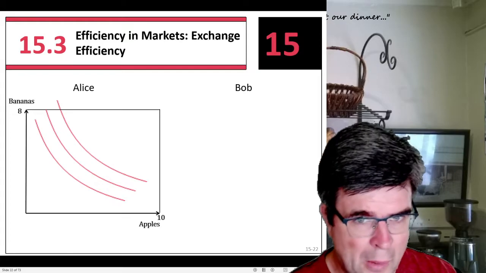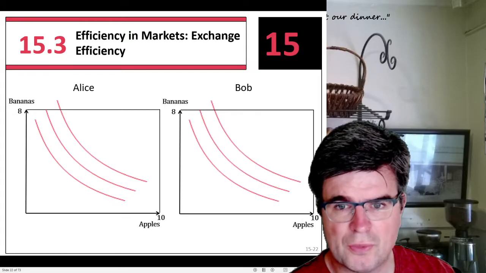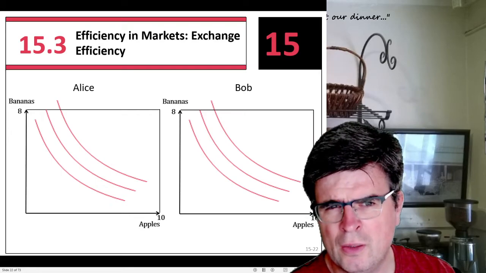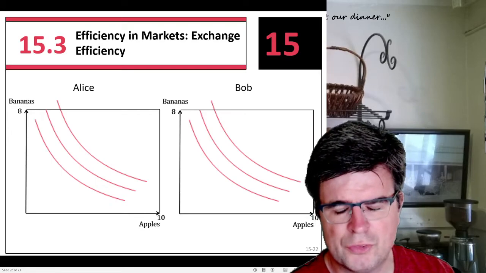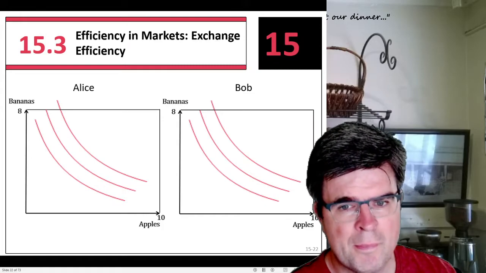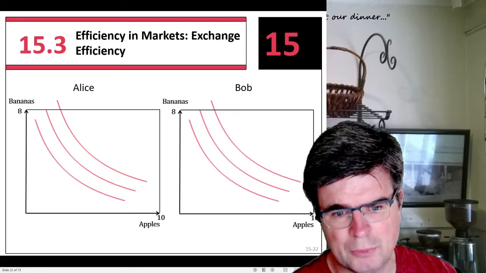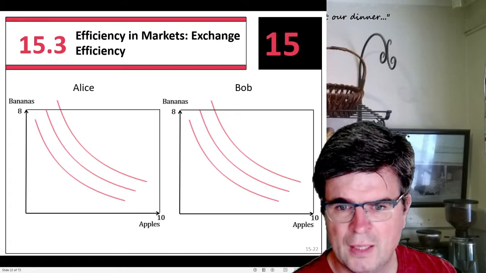Now then we have Bob, and Bob also has preferences for apples and bananas. He also has nicely convex indifference curves, so judging from the indifference curves, we don't expect Bob to prefer extreme outcomes of allocations with only apples or only bananas.